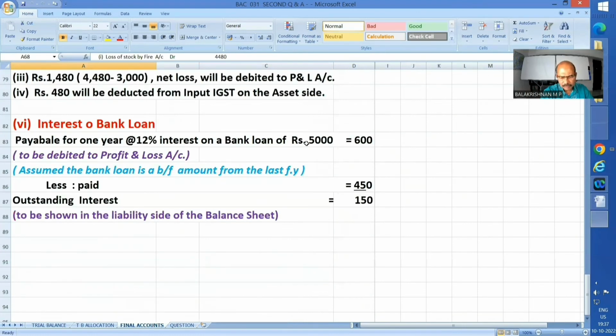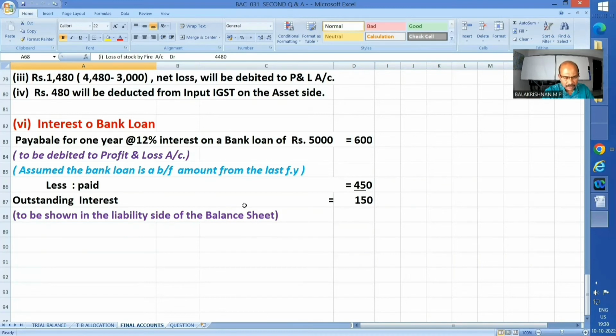12% on a bank loan of 5,000, one full year it is 600. Now, of course, you can ask: it may be that during the year only it has been taken, means will it come 600 proportionately? Well, it's a good question. In the absence of specific mentioning, we will presume that this is a continuous bank loan. I mean, the year beginning it was there, or in other words, when I closed my books of accounts last year, this bank loan was there, and it is still there in this year, and it sustained me one full year. Hence, one full year's interest 600.